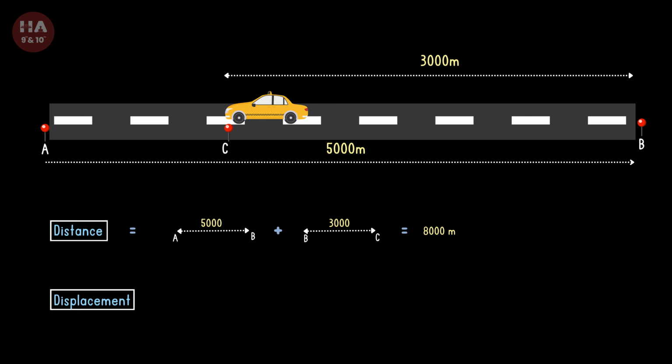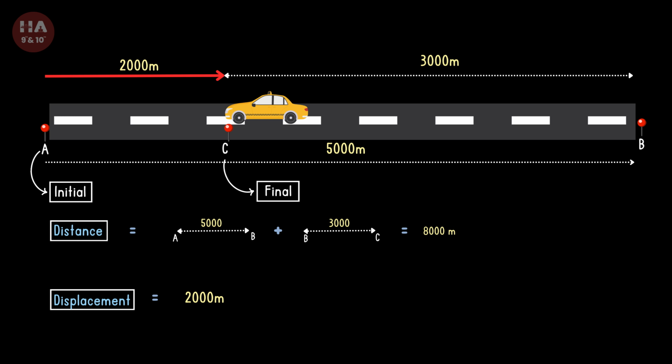For displacement, consider the taxi's starting point at A and its final position at C. Displacement is the shortest straight line distance between these 2 points, which will be 2,000 meters. Remember, distance is the total path traveled, while displacement is the shortest path from the starting point to the final position.